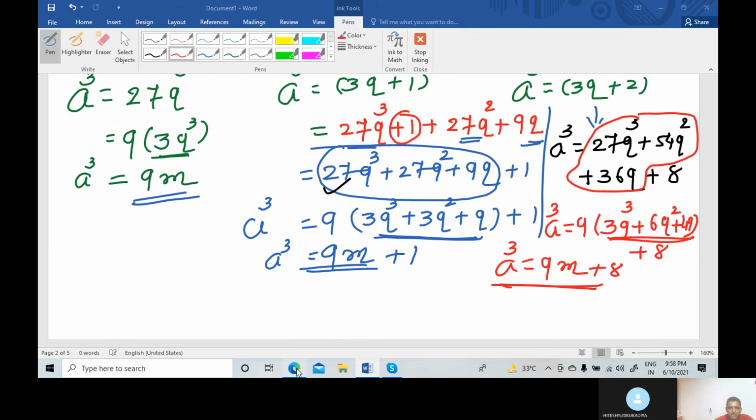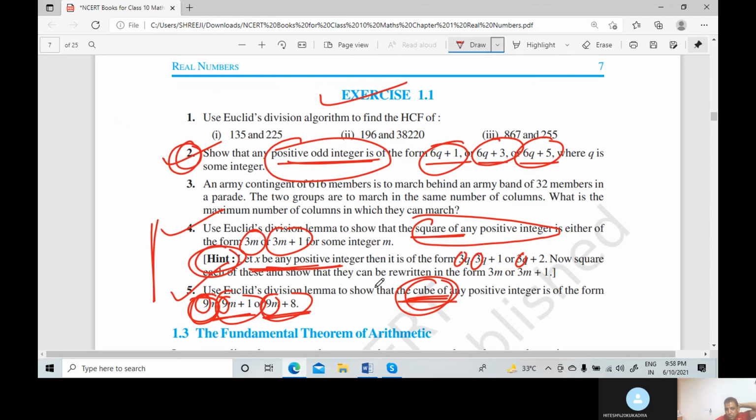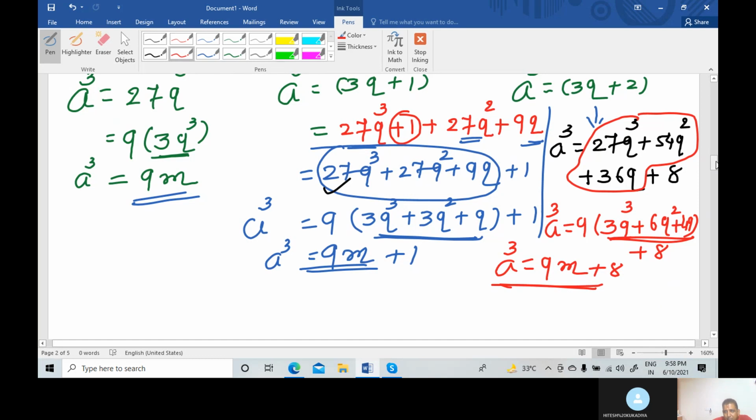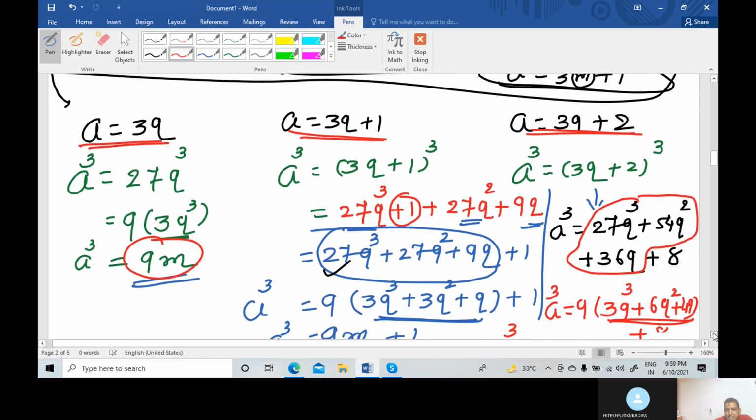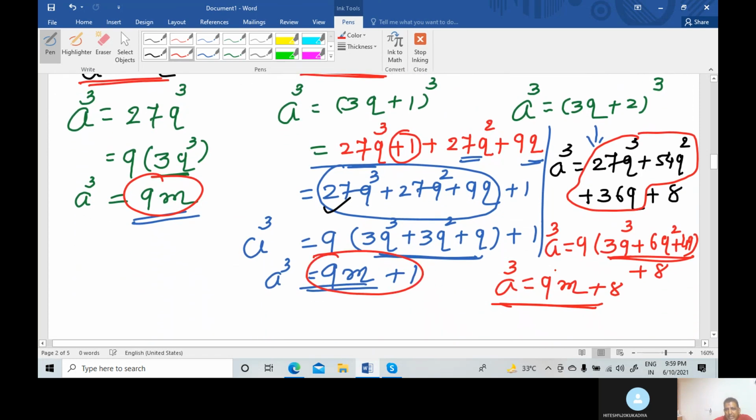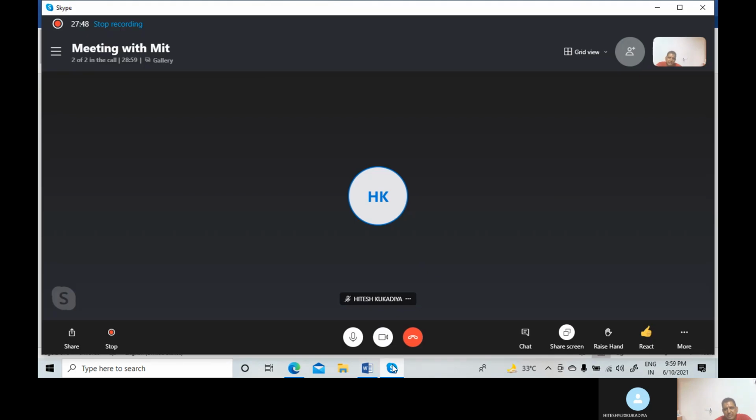Now repeat the question: use Euclid division lemma to show that the cube of any positive integer. We take the three numbers a equals 3q, a equals 3q plus 1 and a equals 3q plus 2. Now cube these numbers and convert to the form 9m, 9m plus 1 and 9m plus 8. Is that clear, student? So here we complete the lecture, and the remaining topics will be discussed in the next lecture. Okay, thank you very much.